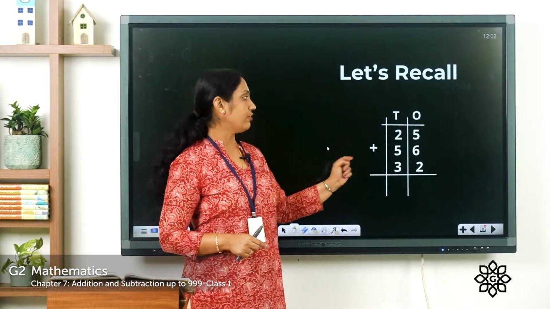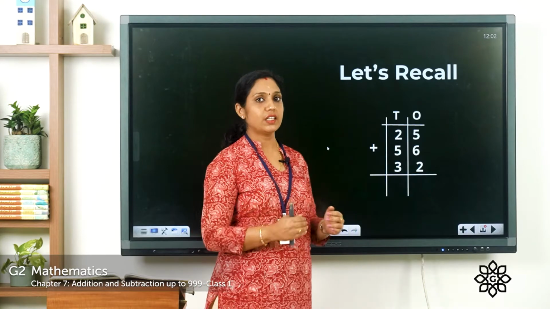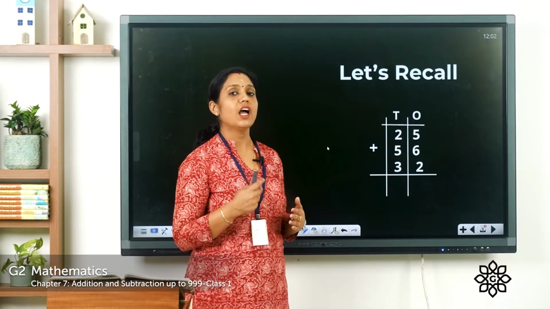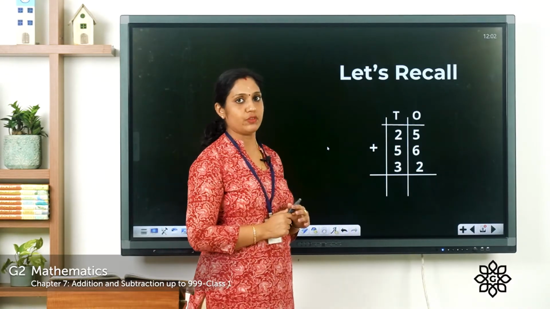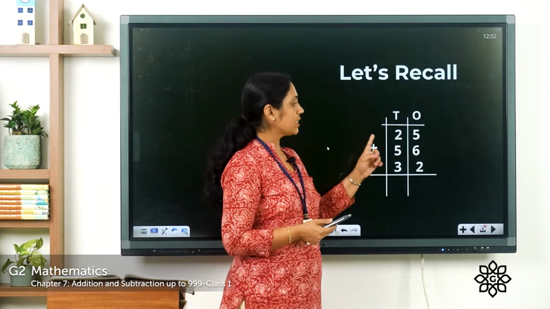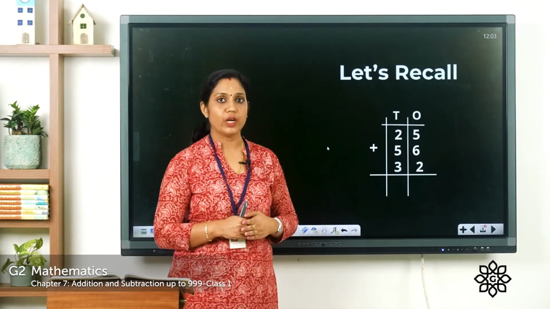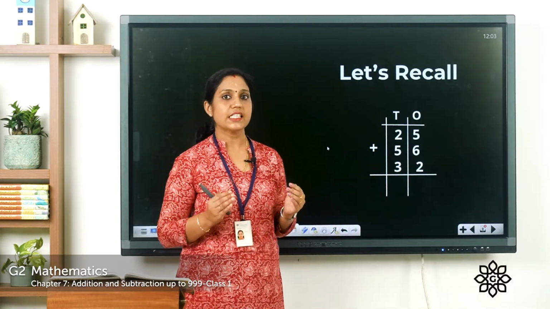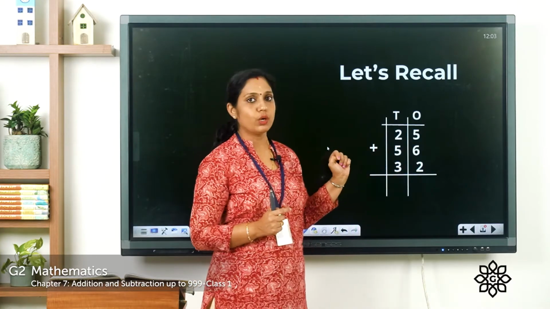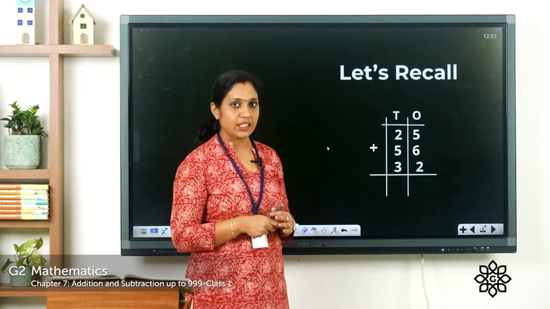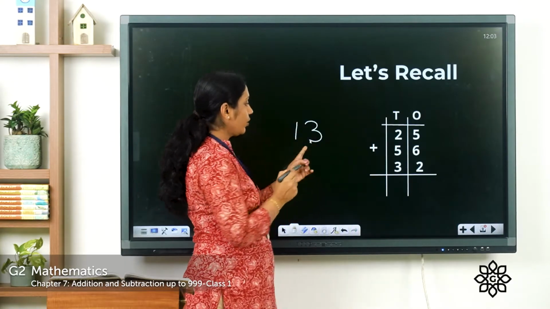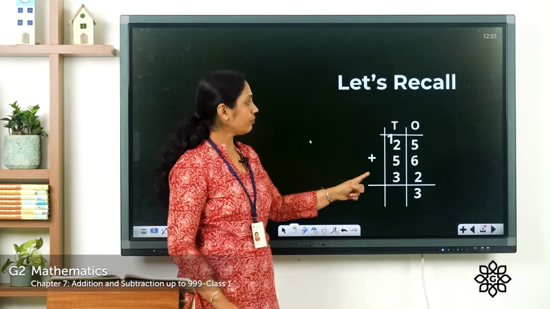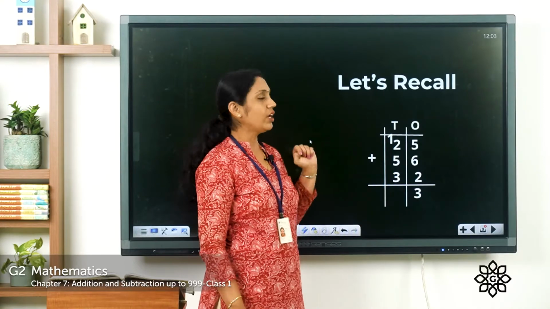Next we have 25 plus 56 plus 32. Here we have three two-digit numbers. So let's get started. What do we have to do? We have to move to the ones place first. In the ones place we have 5 plus 6 plus 2. Which numbers do we add first? The first two numbers. How much is 5 plus 6? 5 plus 6 is 11, and with that 11 we have to add 2 also. So 11 plus 2 is 13, and what do we have to do? This 3 we write in the ones place, and 1 we carry over to the tens place.